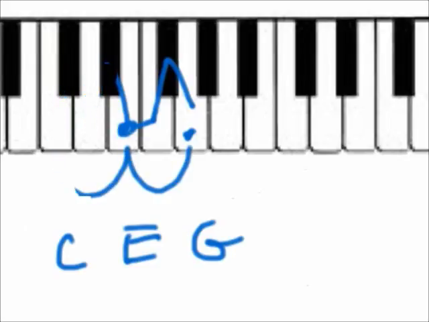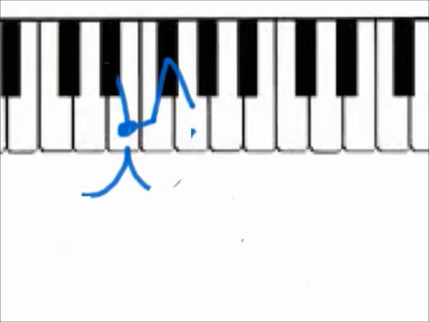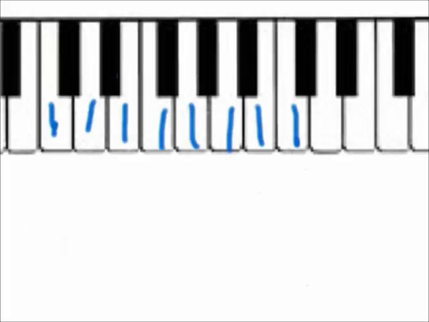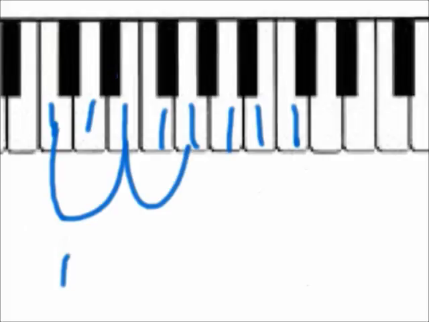Another way to find major triads more quickly and easily is to already be familiar with your major scale that we also did in chapter 1 and use that knowledge. So we know that our major scale is C, D, E, F, G, A, B, C, and we're going to go for the first, the root, the third, and the fifth of that scale. The root, the third, the fifth, and that's the easiest way I think to get a major triad.